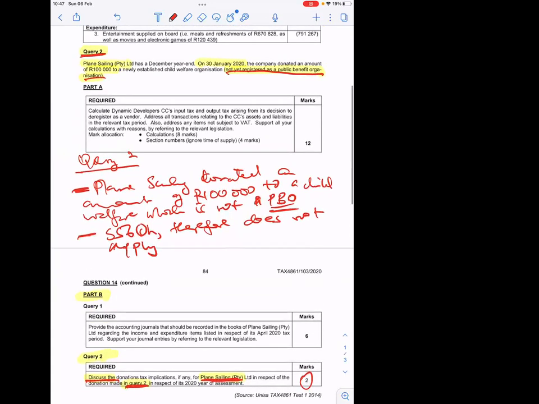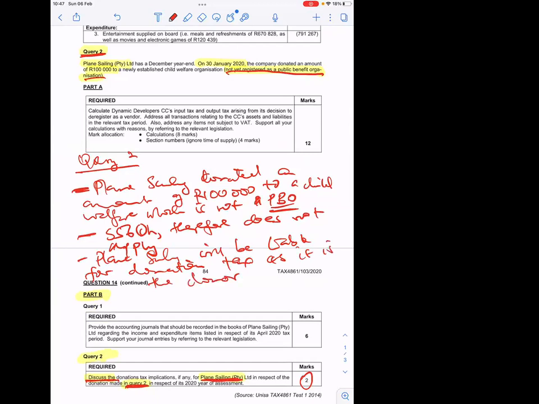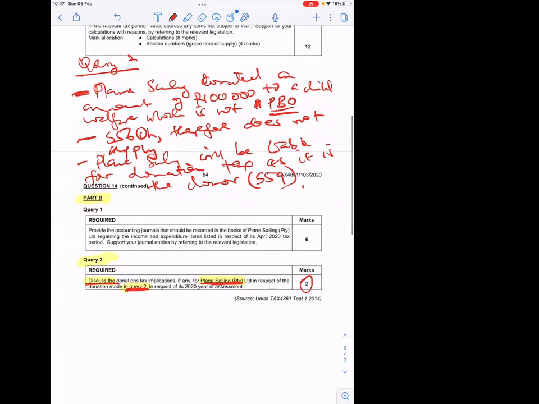Right. Then you can say Plain Sailing will be liable for donations tax as it is the donor. You can quote here your section 59 that says the donor is liable. So now it's a demonstration of your knowledge there.